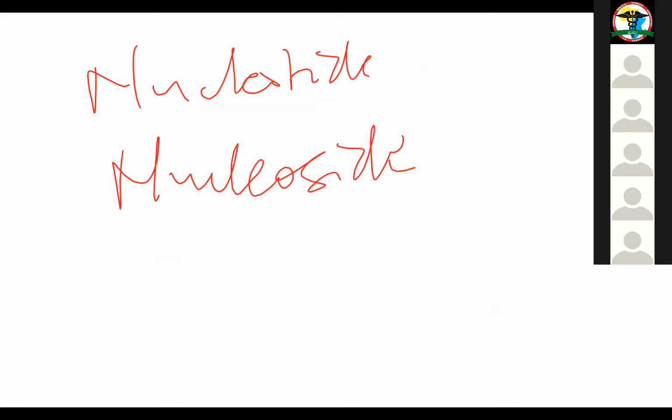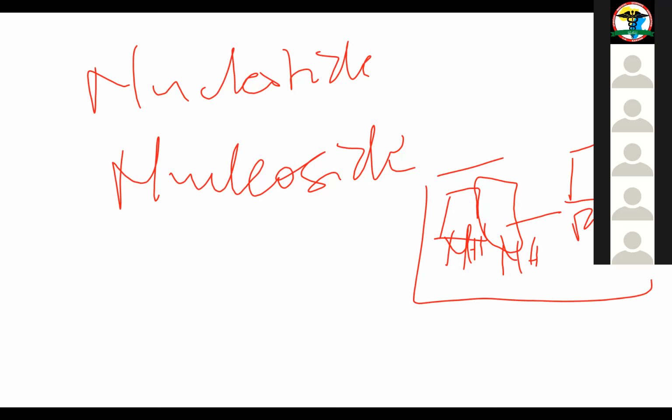A nucleoside is a nucleotide without the phosphate group. So a nucleoside is the base, like I said, the nitrogenous base. They can be single or double, depending on how we come across that. Plus the ribose sugar. So these two together are known as a nucleoside. When you pick a nucleoside and you add a phosphate to it, it becomes a nucleotide. So this is a nucleoside plus phosphate.